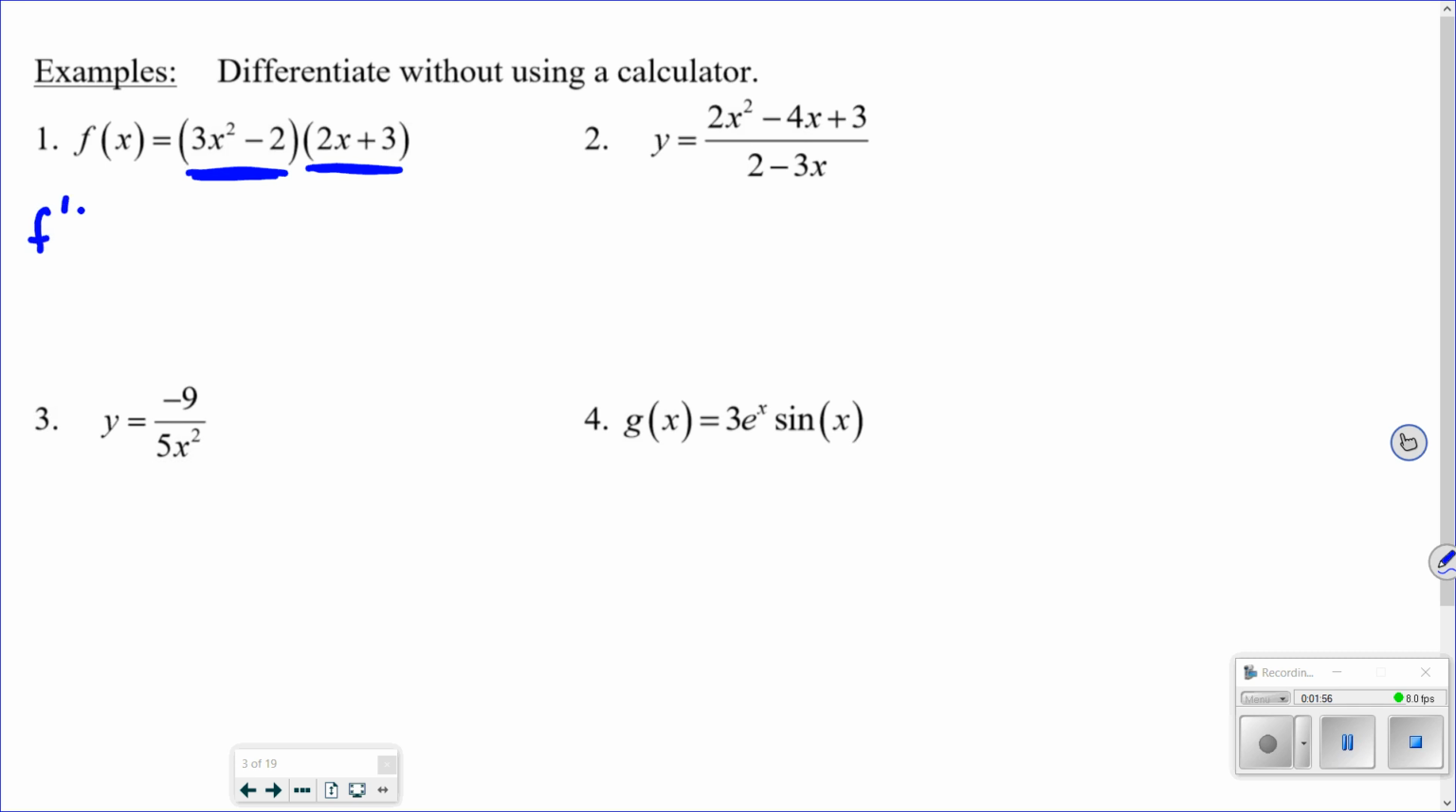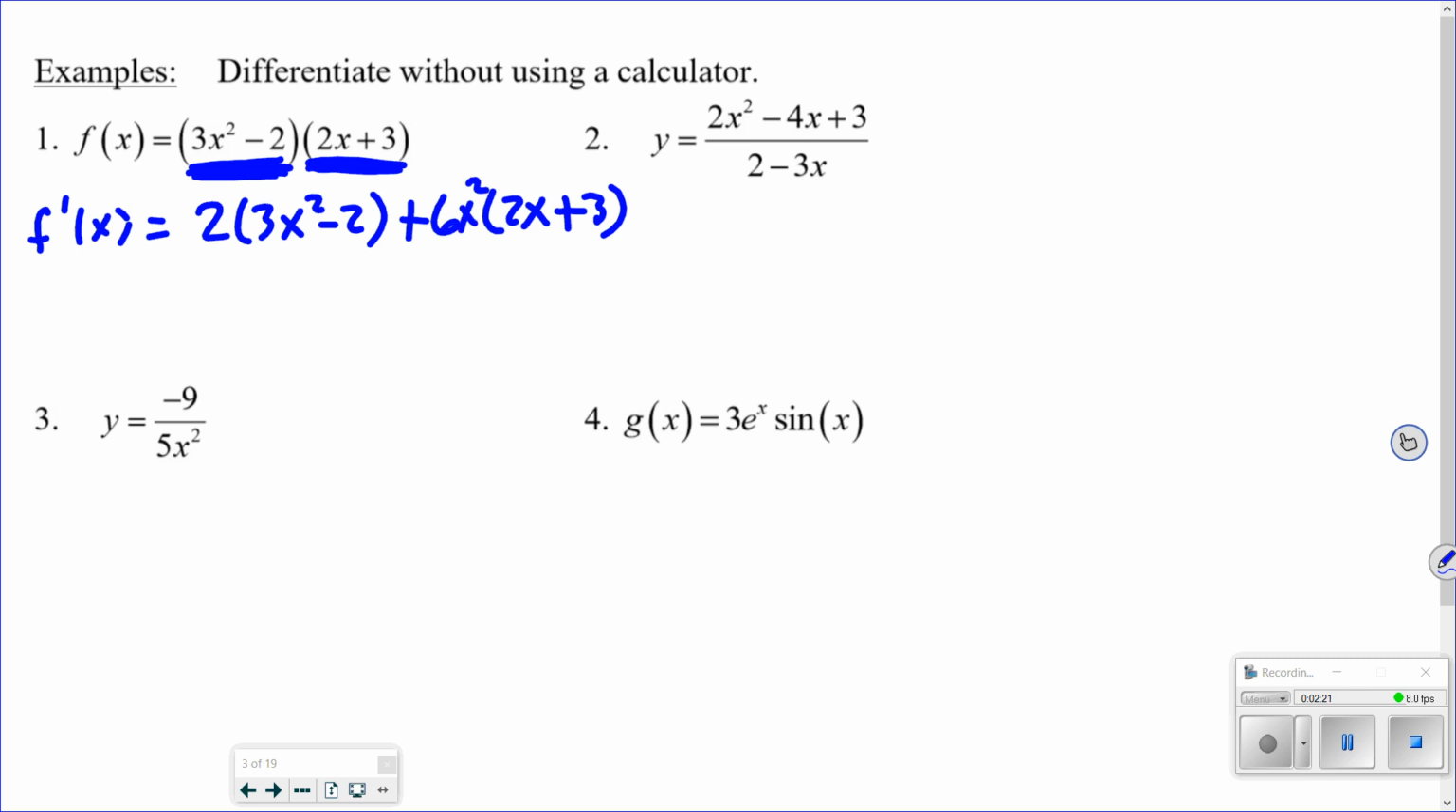If I'm finding the derivative, f prime of x, I take the first, 3x squared minus 2, times the derivative of the second. The derivative of 2x is 2, when the 3 goes away, so it's just 2. Plus the second one, 2x plus 3, times the derivative of the first one. The derivative of 3x squared is 6x. Sorry about that. Okay, go ahead and multiply this through. I got the first times the derivative of the second, plus the second times the derivative of the first.